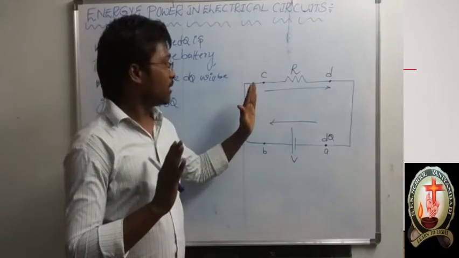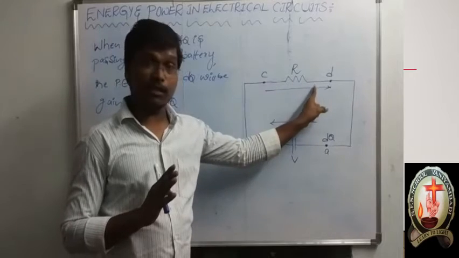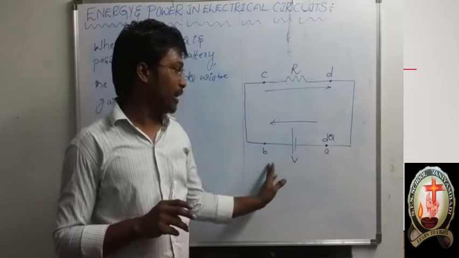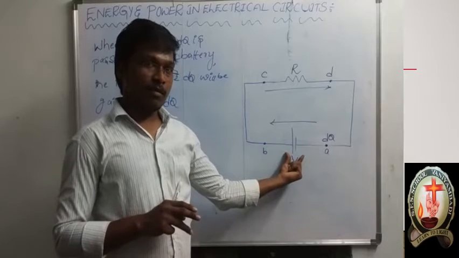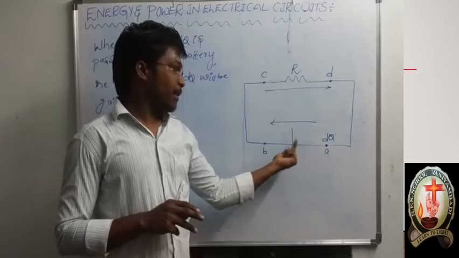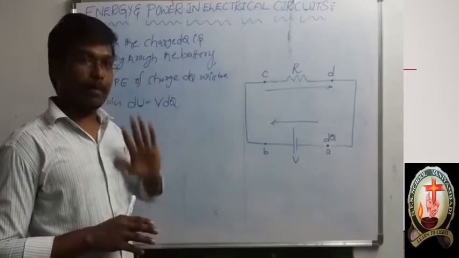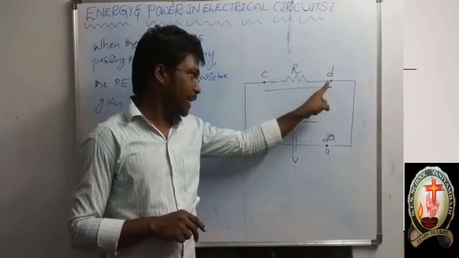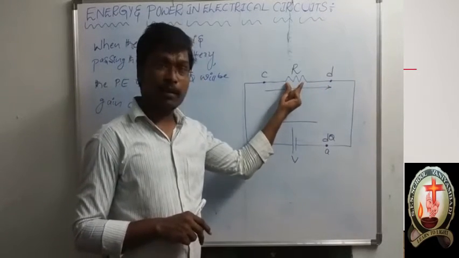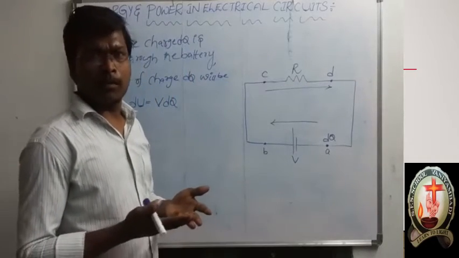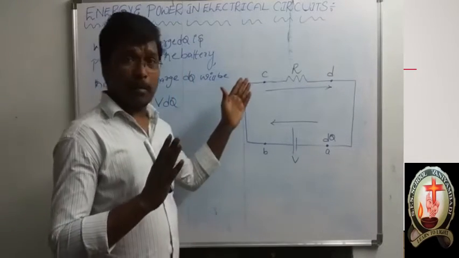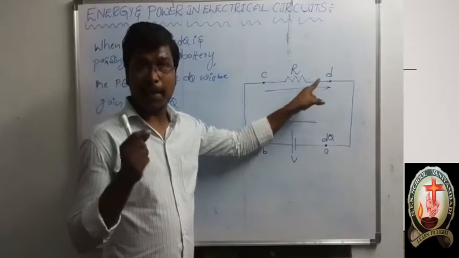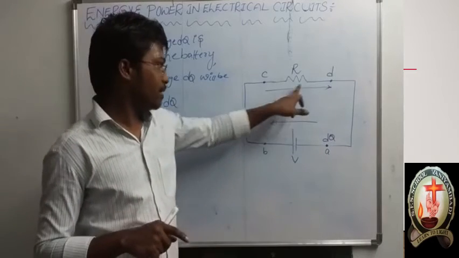When the charge is moving A to B, in between A to B the battery is there. So when the charge is passing through the battery, some potential energy is gained. Okay. At the same time, the charge is moving C to D. Correct. In between C to D, what is there? Resistor is there. Okay. So the charge, to move C to B, compulsorily has to pass through the resistor.